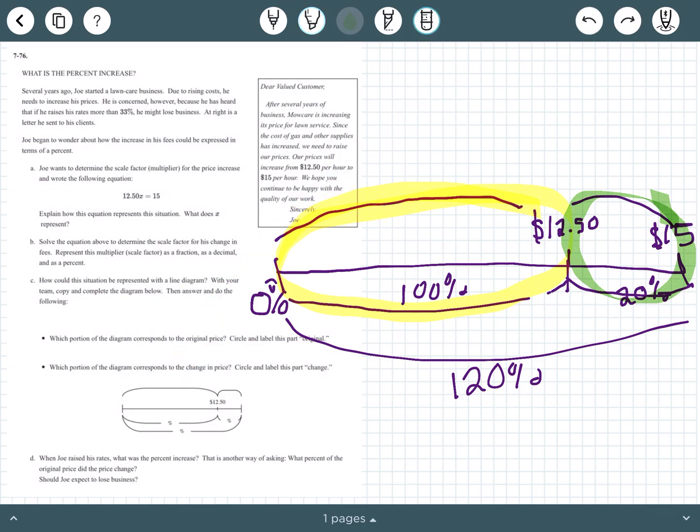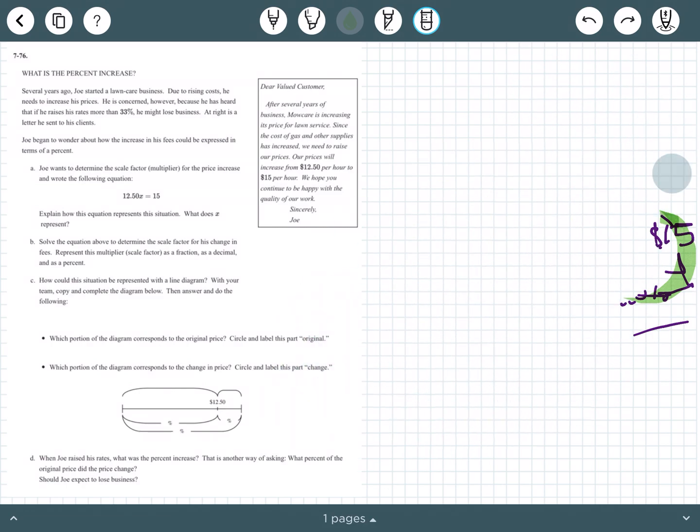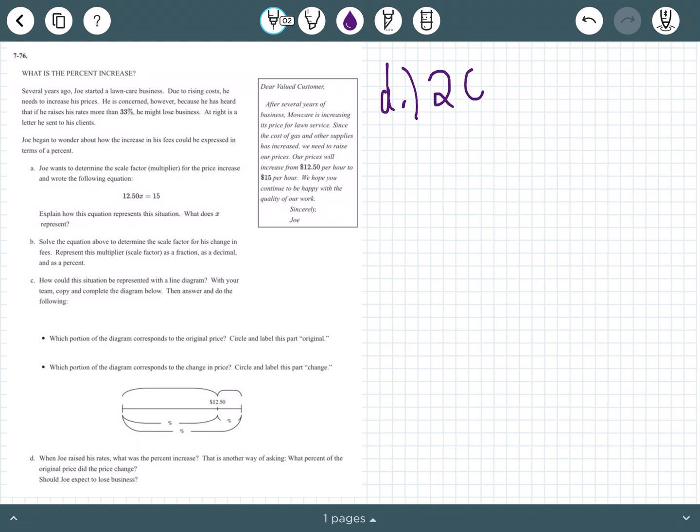Okay, D now. D says when Joe raises his rates, what was the percent increase? That's another way of asking what percent of the original price did the price change. Should Joe expect to lose business? Well, we determined that he raised his rate by 20%. So that's what we're adding. That 20% was what we added on to that original 100%.